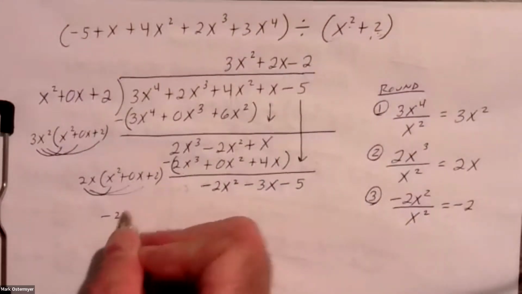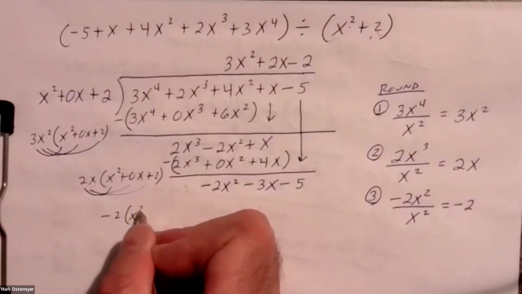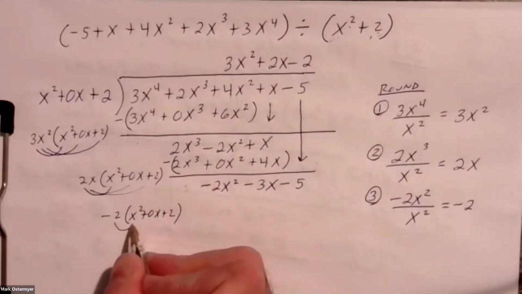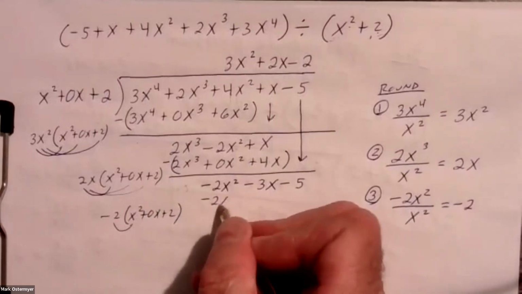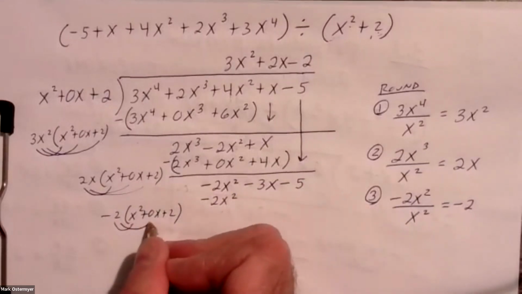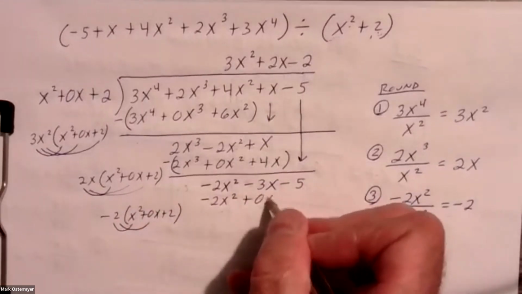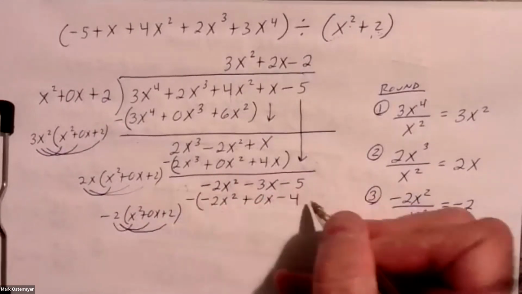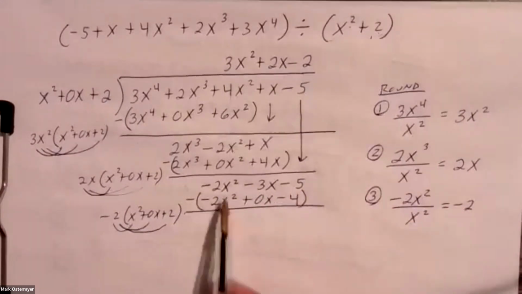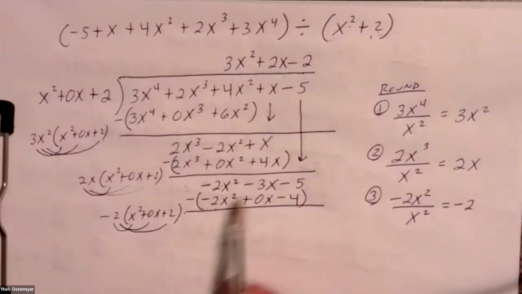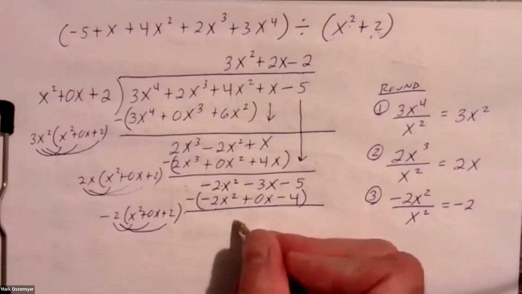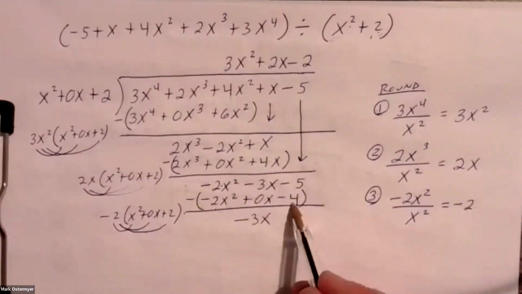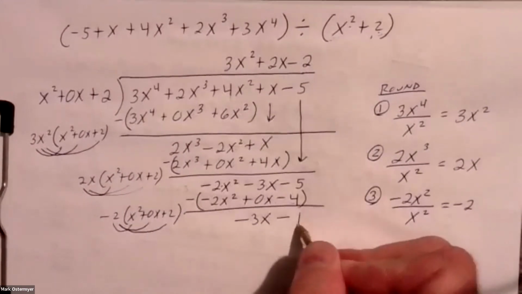Take the negative 2, multiply it by your divisor. Here we go. Negative 2 times x squared is negative 2x squared. Negative 2 times 0x is 0x. And negative 2 times 2 is minus 4. Subtract off the whole polynomial. Negative 2x squared minus itself is 0. Negative 3x minus 0x is minus 3x. And negative 5 subtract the negative 4 is negative 5 plus 4, which is negative 1.